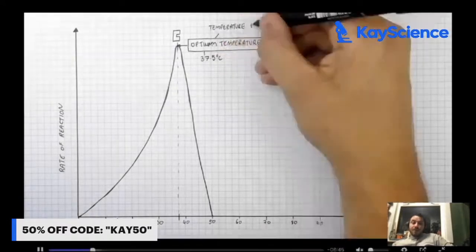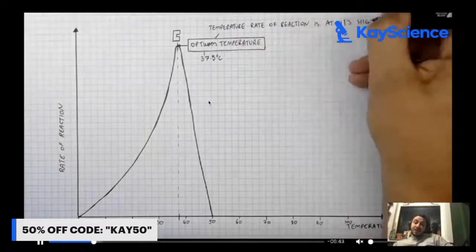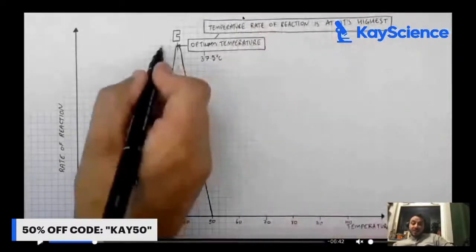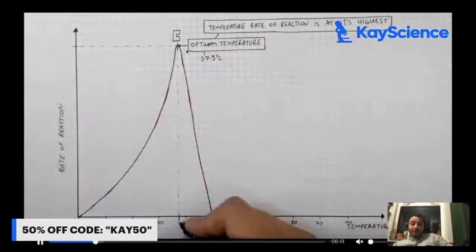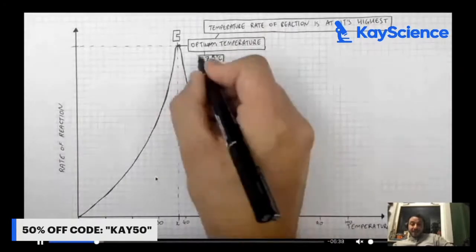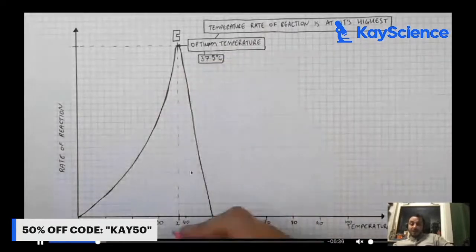That's so important. Kids who write "the highest temperature", it's the most frustrating thing. It's not the highest temperature. It's the temperature where the rate of reaction is at its highest. And in this case, it's 37.5 degrees.